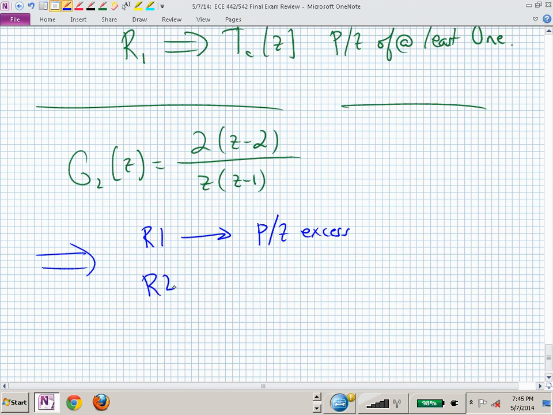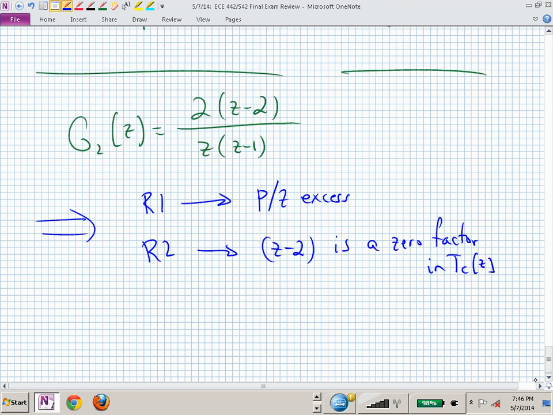So restriction 2, I think, is what we called it, wasn't it? What do we do with the unstable 0? We need to make sure and force it to be in our T sub C of Z, don't we? We can't cancel it, so now restriction 2 says that this Z minus 2 is a 0 factor in T sub C of Z. Is that clear? Anything else?